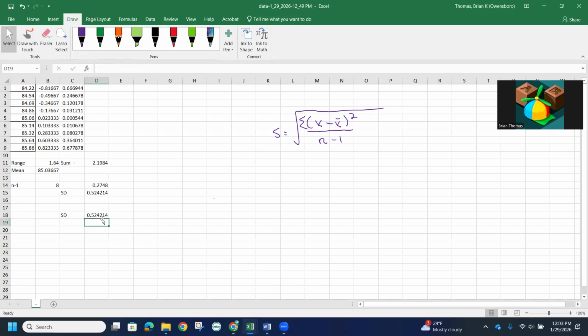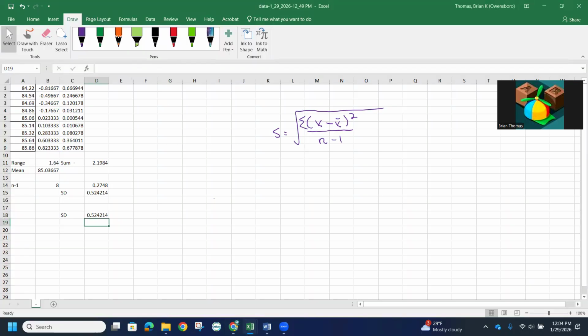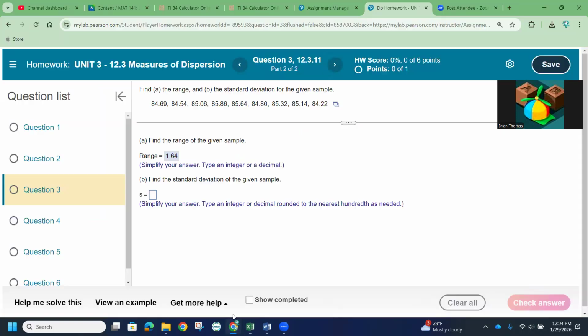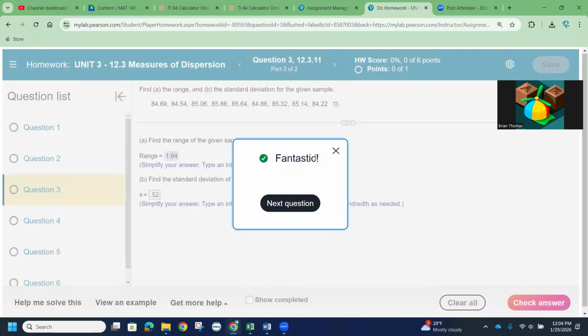Okay. So I want to show you that the math can be done and you can do math on Excel, but Excel has some very powerful formulas that you can do as well. Okay. So I'll stop there and we'll come to our homework here and see what we say that is. 0.52 if I round to the hundredths place. So if I type in 0.52, keep your fingers crossed, it does check out. All right. So I'll stop at that point.